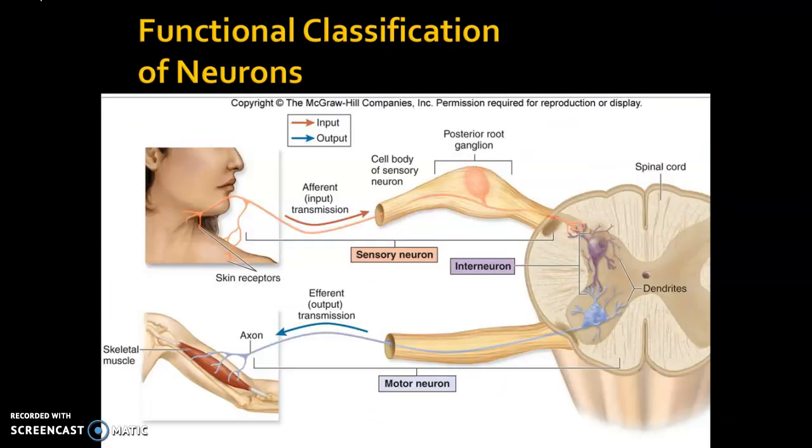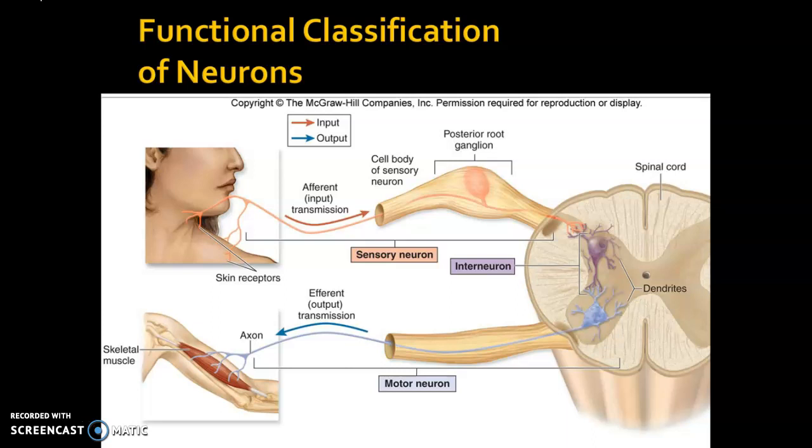So let's look here. Here we see a woman and her neck and shoulder region. There are receptors there. Via the receptors, sensory information comes to the spinal cord, and the incoming or input pathway is called the afferent pathway, and that is conducted by the sensory neuron. Structurally, this sensory neuron is unipolar in nature. The sensory neuron talks to an interneuron, which is 100% within the spinal cord. Structurally, the interneuron is a multipolar neuron, as we see here.